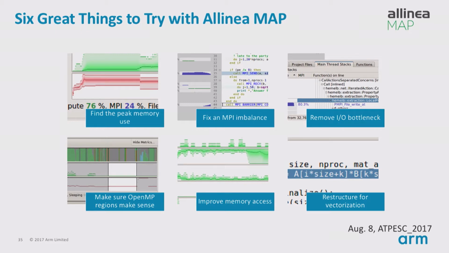With MAP, you can do some cool things. Like you can actually look at memory performance across the application, which is where you're going to find most problems you're going to experience. You can fix MPI imbalances and bottlenecks. These are exercises to try when you start playing with MAP. It would be good to collect a number of examples, and we have a few to highlight these. Make sure OpenMP regions make sense. That's an interesting one. To let you know, OpenACC is supported with MAP and DDT, in case anybody's worried, and CUDA kernels. Improve memory access and restructure for vectorization.